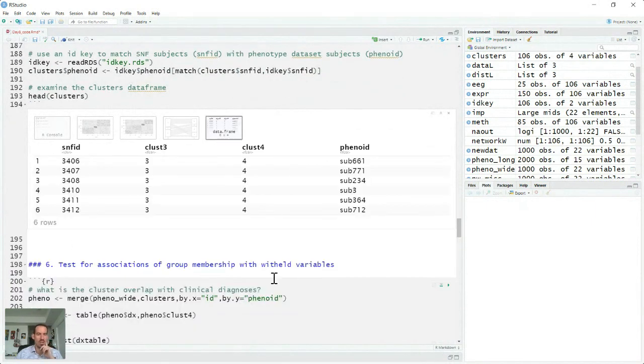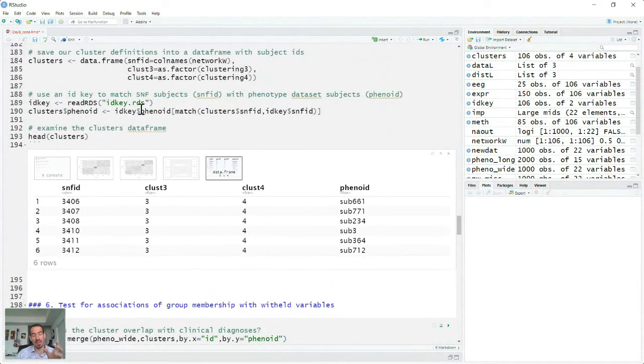And we can look at the clustered object. It gives all of the IDs. So I've done another step. I've snuck in here. This is something also to consider with clinical data. You will have noticed in the wide format data set that we used, the phenotype data, pheno-wide, the IDs were like sub 1 and sub 2 and sub 3. And then in the omic data that we fused, the SNF ID, right, were like 3406, 3407, 3408.